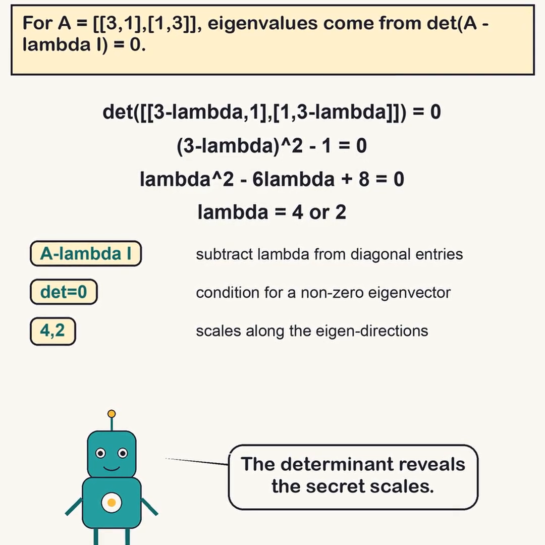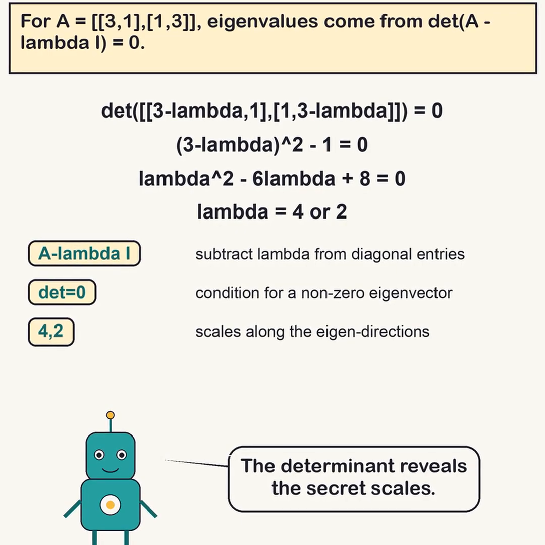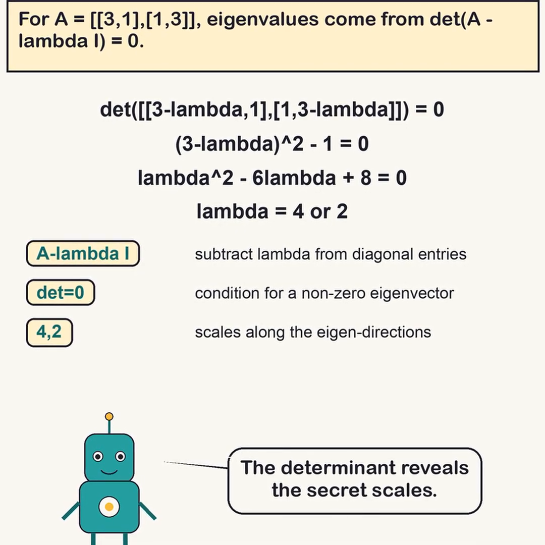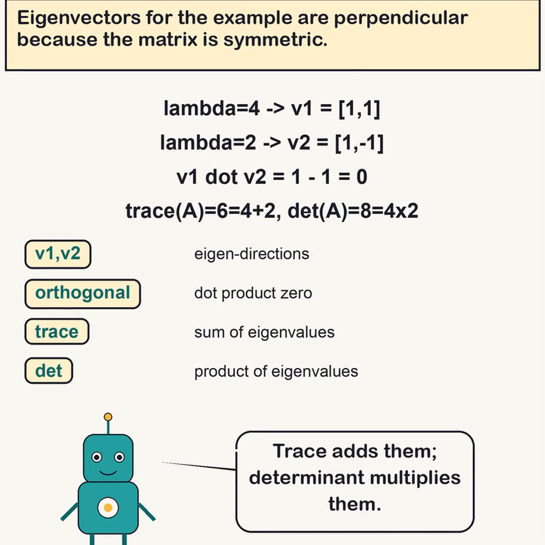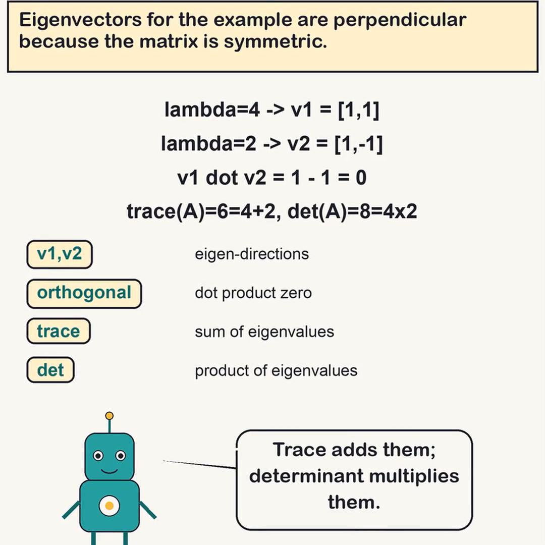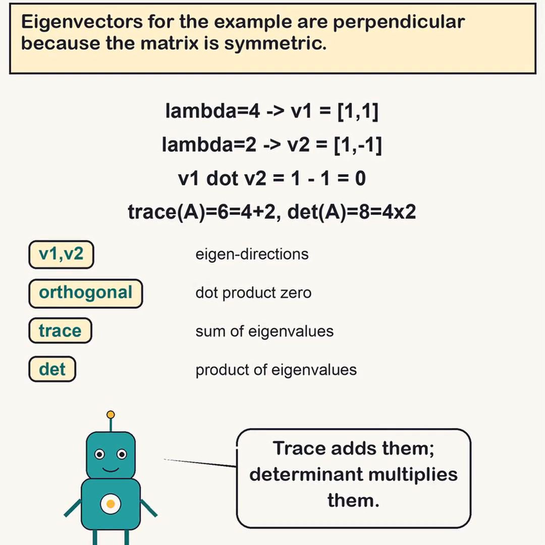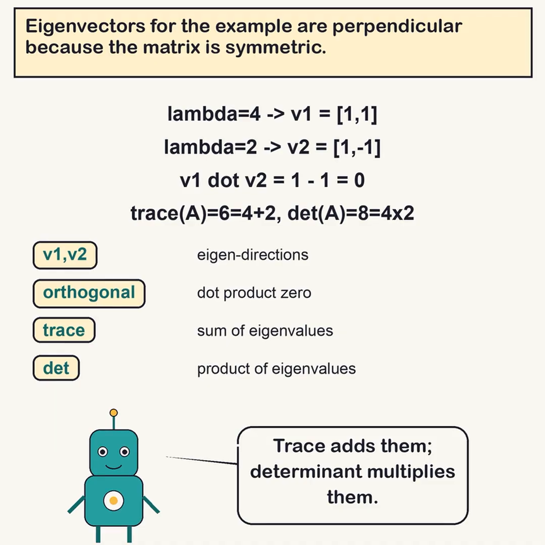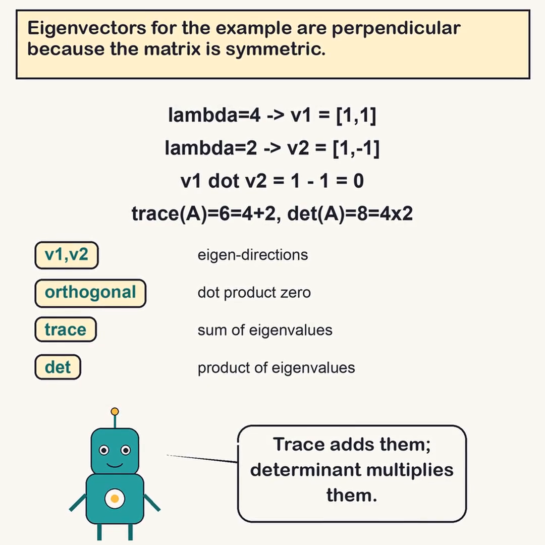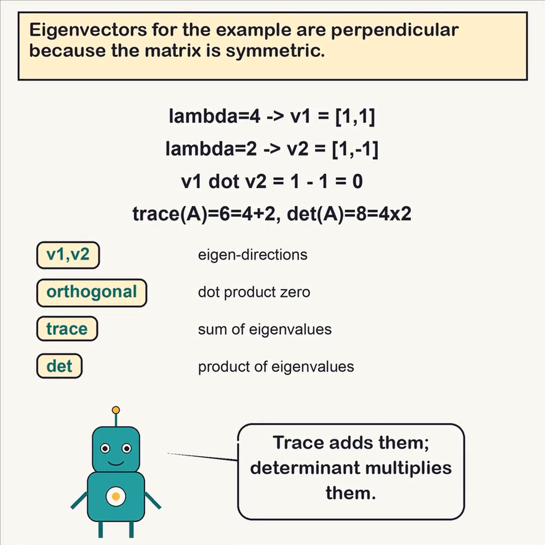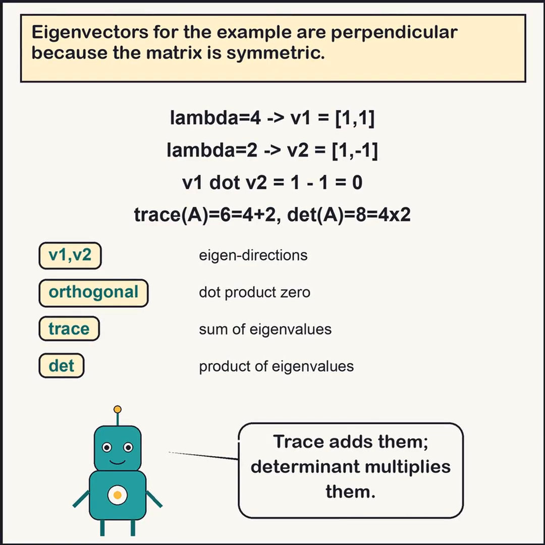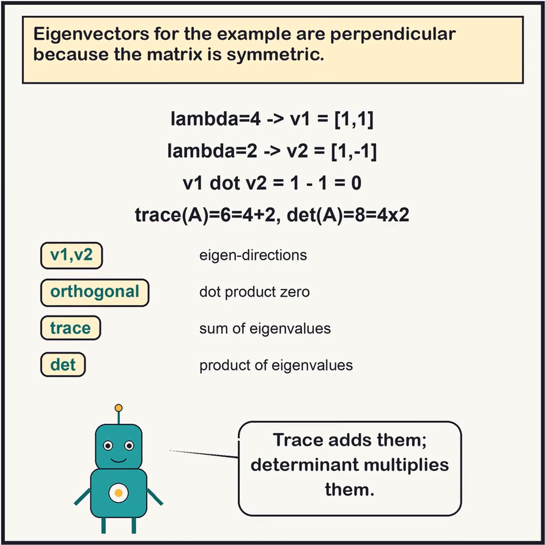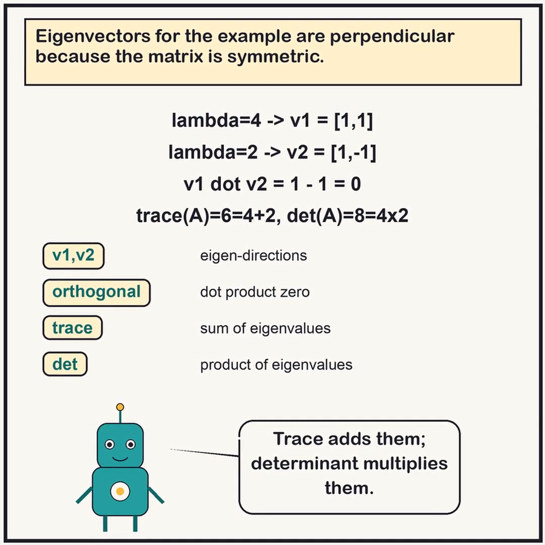Solving the characteristic equation is like tuning a radio until the system's natural stations come through clearly. The eigenvectors are (1, 1) and (1, -1), and their dot product is 0. The trace equals the eigenvalue sum, while the determinant equals their product. Real-world analogy: symmetric matrices give eigenvectors like the main axes of an ellipse, clean perpendicular directions.